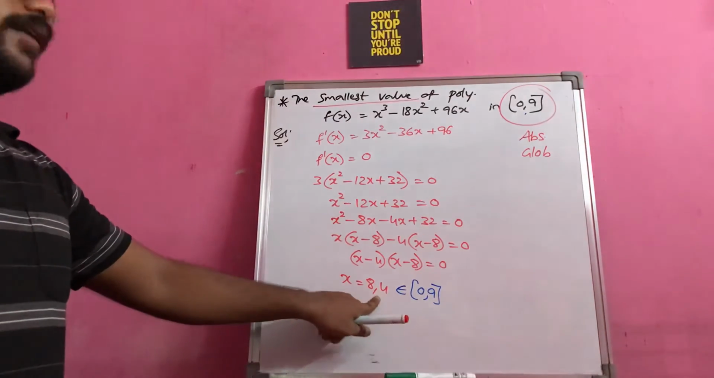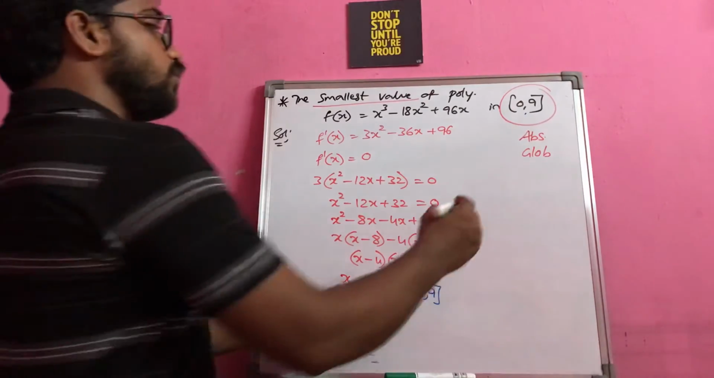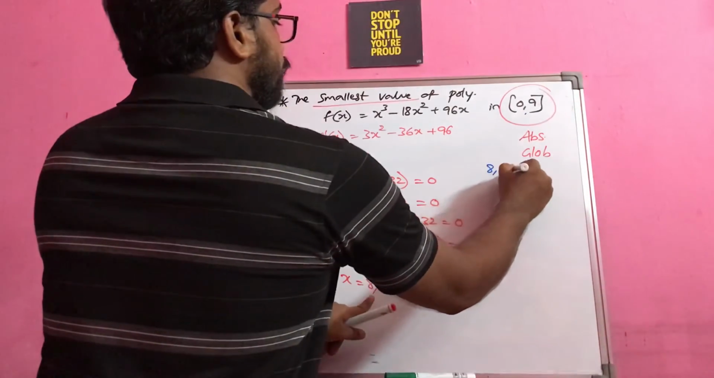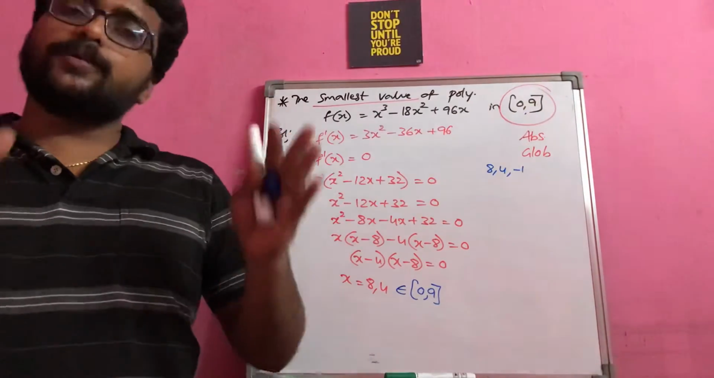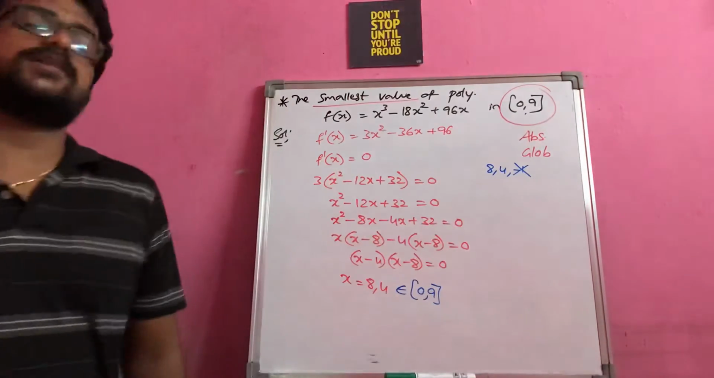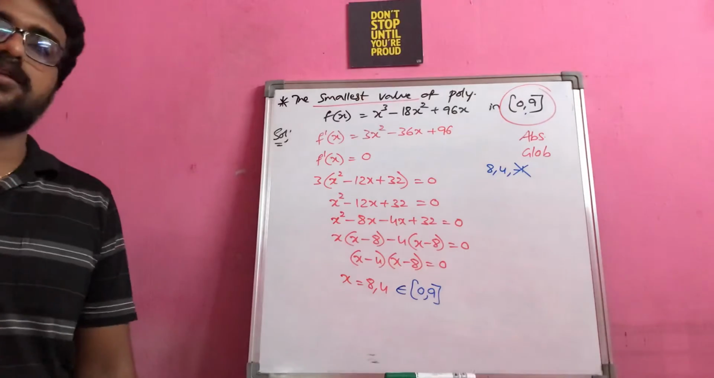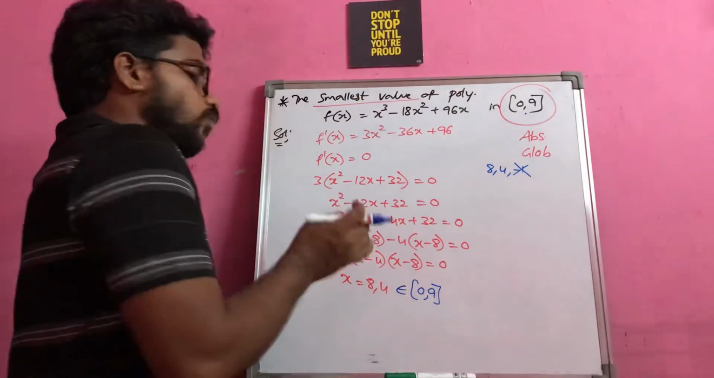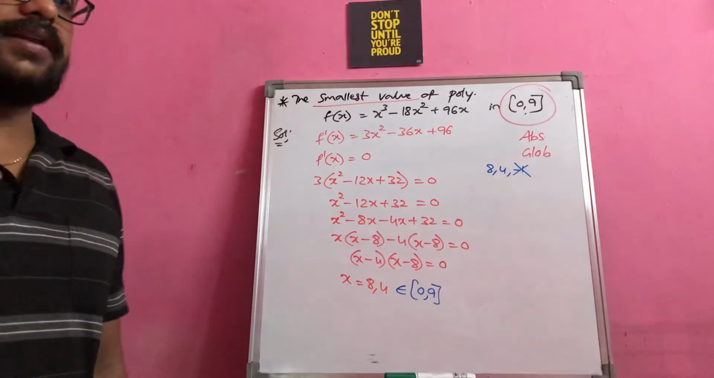For example, here if I am getting another value as minus 1, then my turning points are 8, 4, minus 1. But see here, they asked us to restrict the domain between 0 to 9. In that particular case, you are not supposed to consider minus 1. Though you are getting it here, you are not supposed to consider that. The simple reason is, whatever turning points you are going to get, they should belong to the given interval.